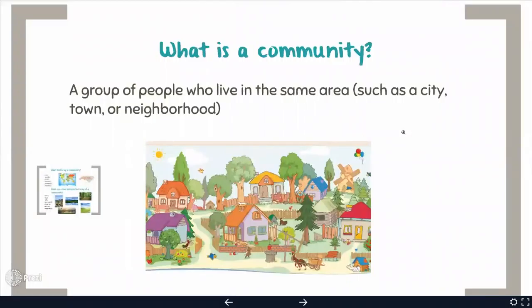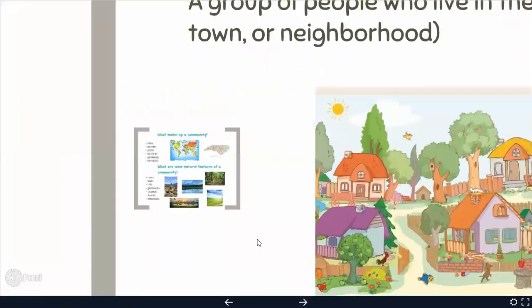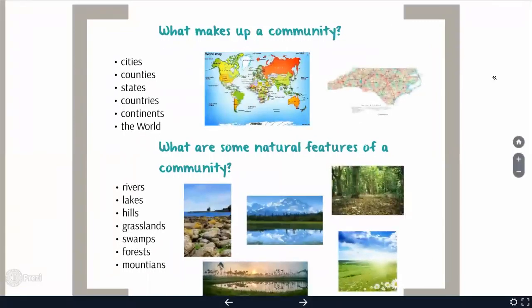So what is a community? A community is a group of people who live in the same area, such as a city, town, or neighborhood. So what makes up a community? That would be cities, counties, states, countries, continents, and the whole world.